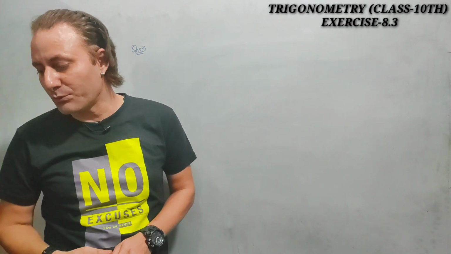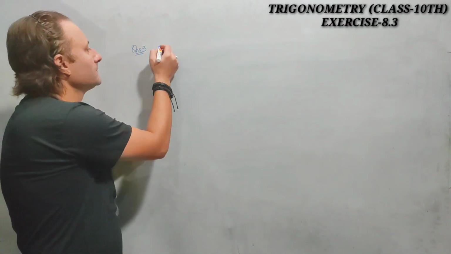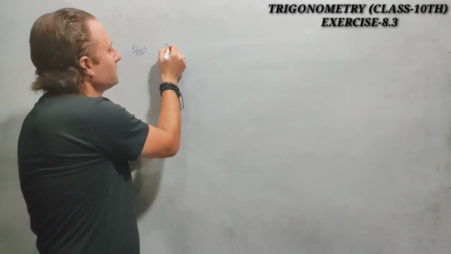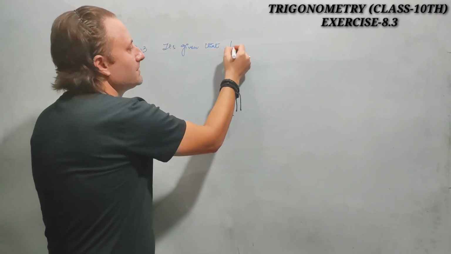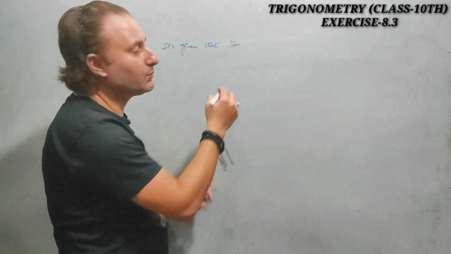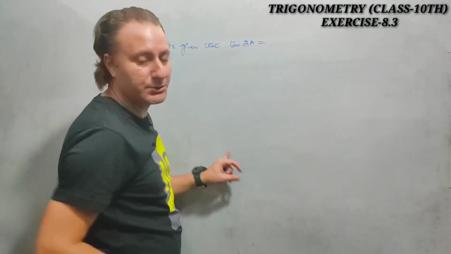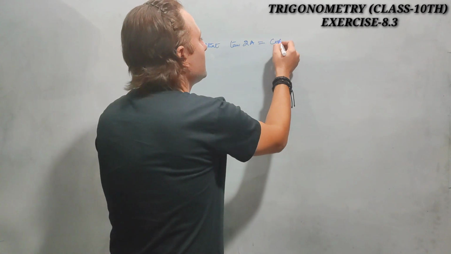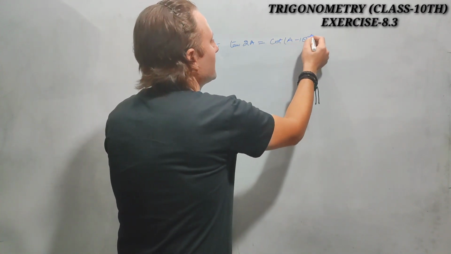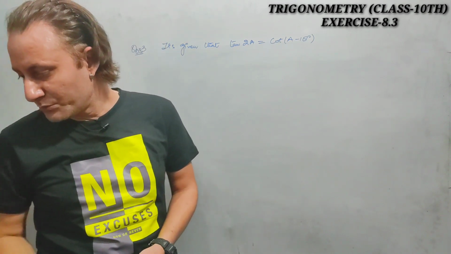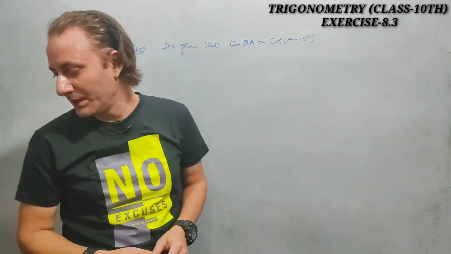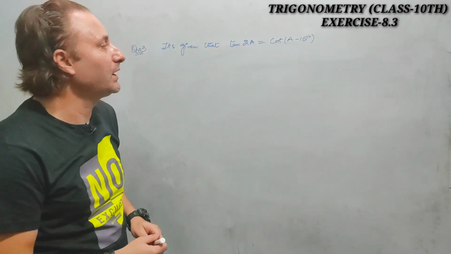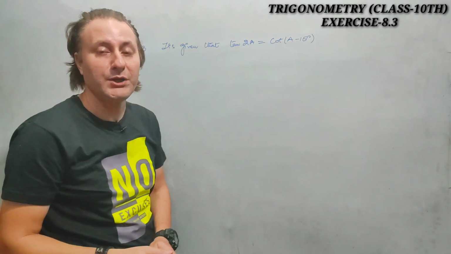What does it say? It says if tan 2A is equal to cot A minus 18 degree. It's given that tan 2A is equal to cot A minus 18 degree. All right, so now what are we supposed to do? Where 2A is an acute angle, this 2A has to be an acute angle. And what are we supposed to get? We are supposed to get the value of A. This A or this A, we need to know the value.